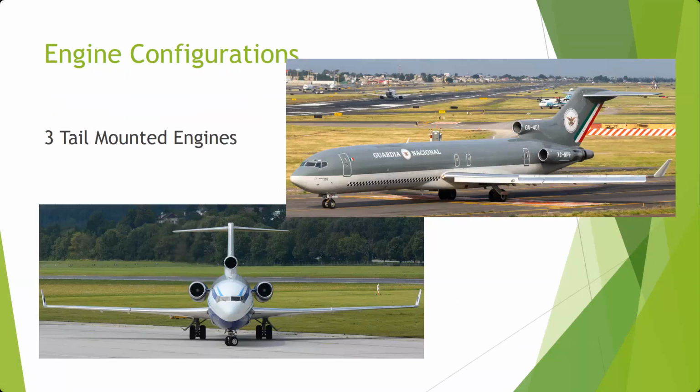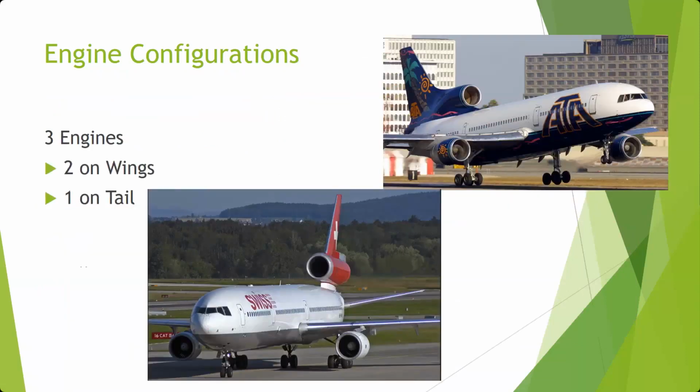3 tail-mounted engines, your 727s. 2 on the wings, 1 on the tail. You've probably seen these before. You've probably never seen one of these in the top right. Bottom left here, and even I'm not 100% sure if this is a DC-10 or MD-11. They're derivatives of one another, 2 engine.